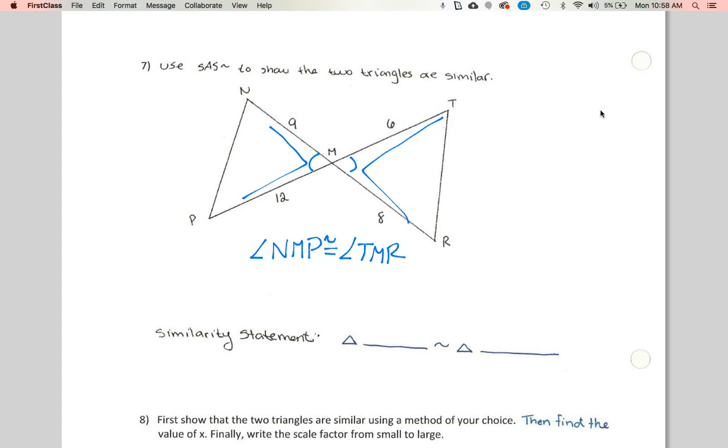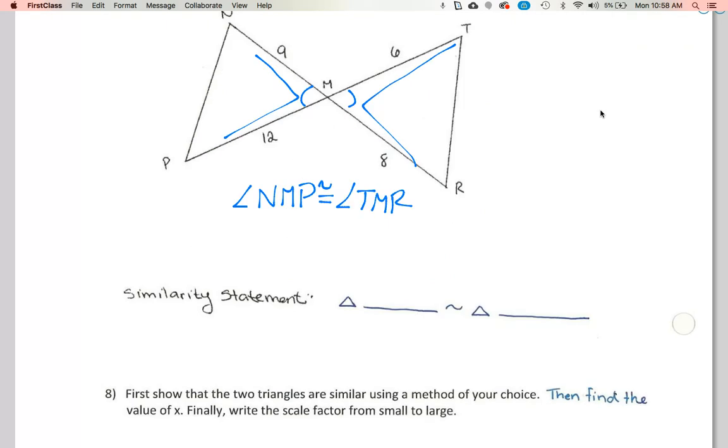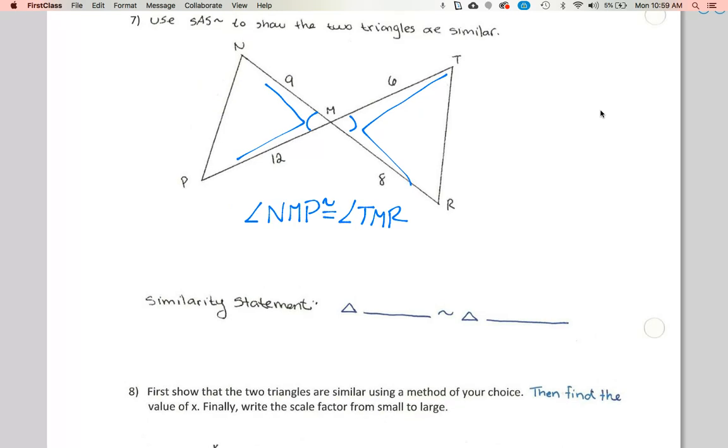I don't know. So there's our angles. Go ahead. MP is not parallel to TR, right? Not that we know of. Okay. Nope. If it was, then we would be able to do angle if that's what you're going for.